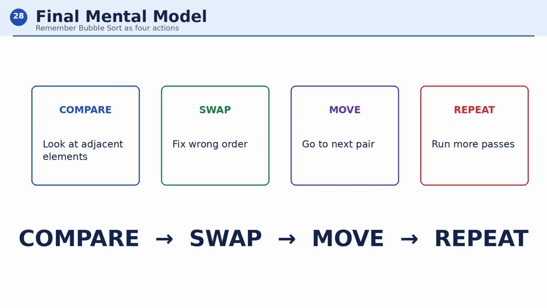If you remember only one thing from this video, remember this: compare, swap, move, repeat. Compare two adjacent elements. If they are in the wrong order, swap them. Move to the next pair. Repeat this process across the array. After one complete pass, the largest remaining element reaches the end. Then start another pass. Once you understand this mental model, the Java implementation or implementation in any other language becomes much easier.